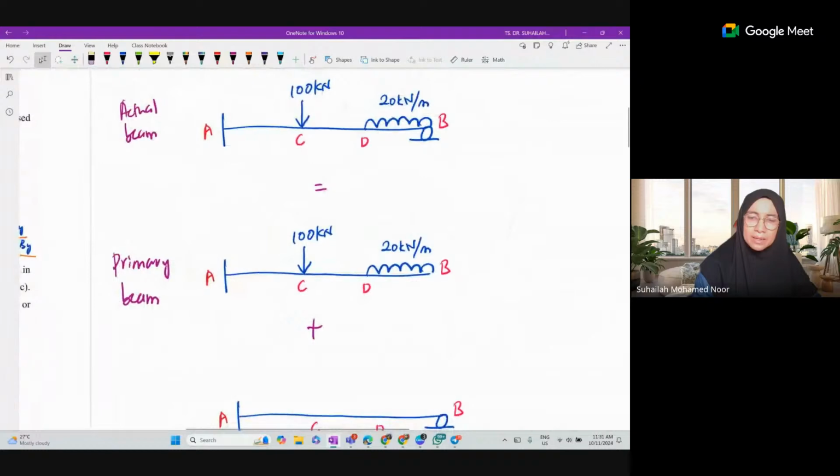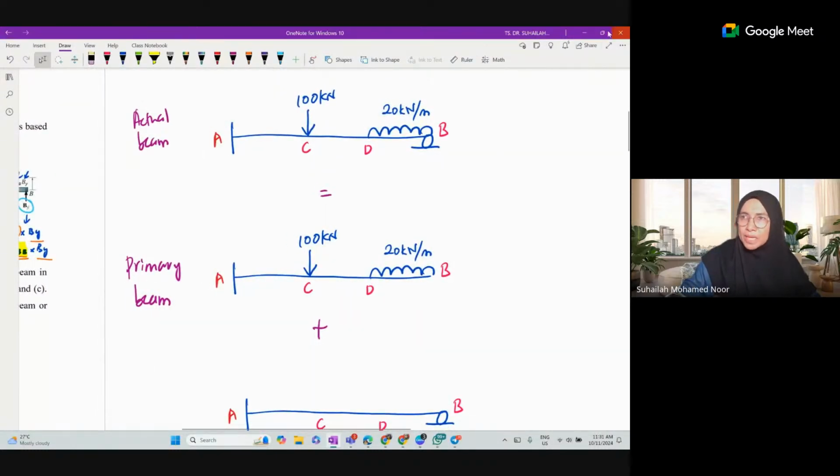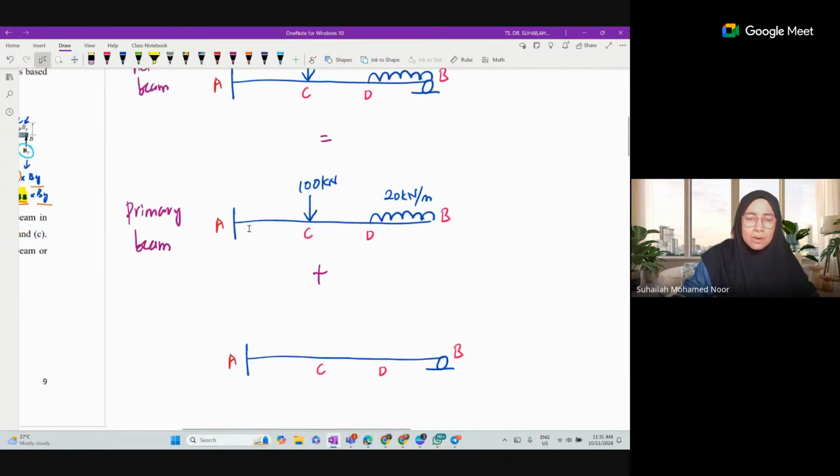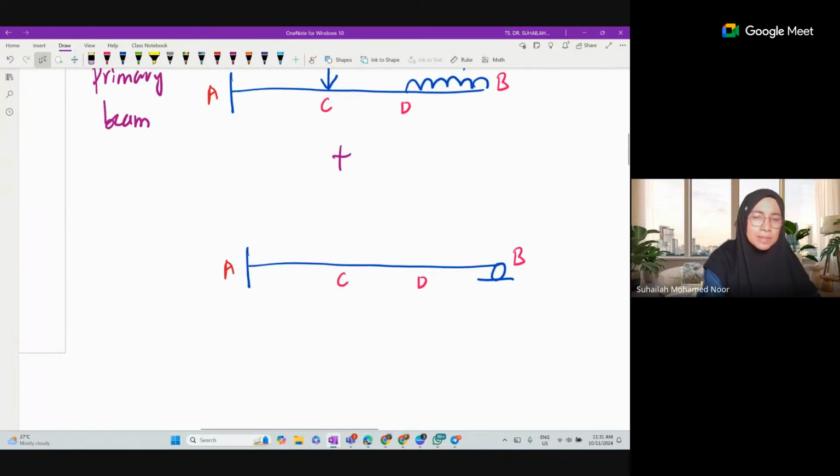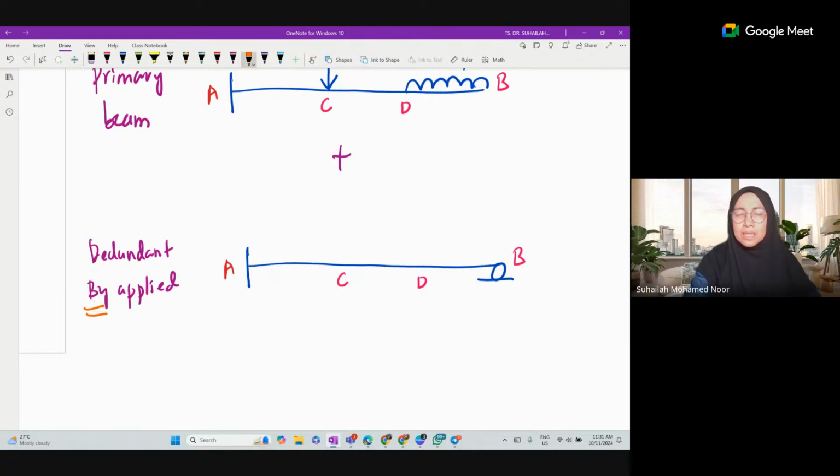Okay, so the 20 in the actual beam is equal to 20 plus 0, so it remains 20. Okay, now in this redundant beam, BY applied, this is the redundant beam. We use the specific label, specific name. We mention the redundant in the redundant beam system.